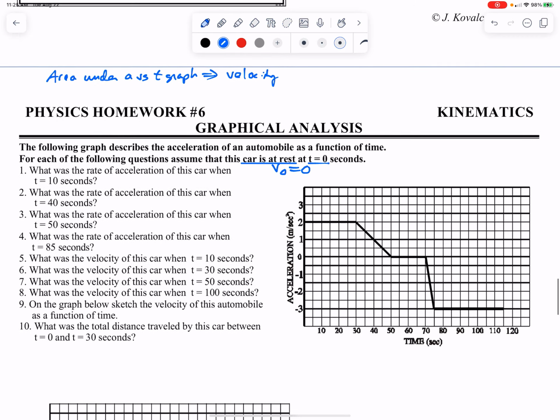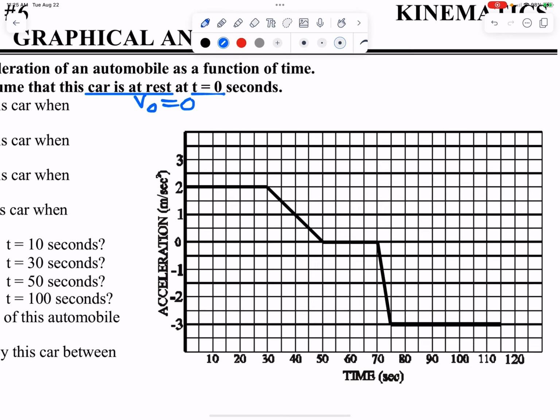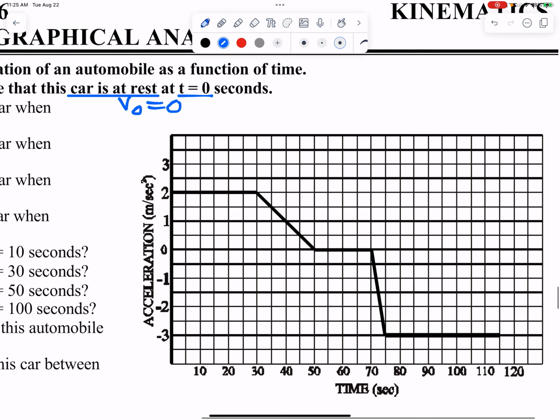Okay, let's take a look at this problem. We're building up the car from rest, which means the car starts at 0 speed. Every 10 seconds, our acceleration is 2 meters per second squared. So every second it's building up 2, 4, 6, 8, 10, 12, 14, 16. At the end of 30 seconds, it has built up a velocity from 0. We can figure out that velocity by finding the areas under the graph.